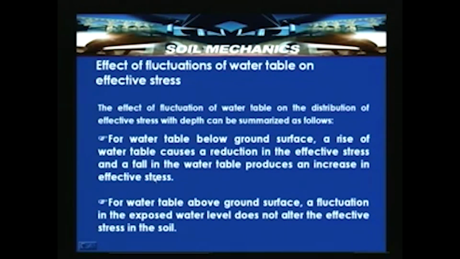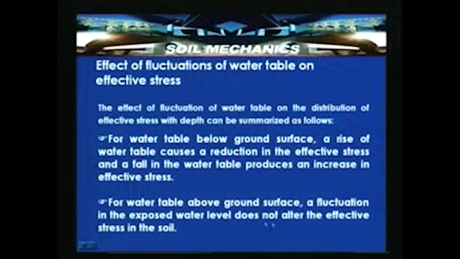If you consider a case like rise of the water table within the ground surface, you will observe that effective stress decreases. For a water table above the ground surface, a fluctuation in the exposed water level does not alter the effective stress in the soil. If the water table rises from 2 meters to 200 meters to 2000 meters, the effective stress is independent of the depth of the water.